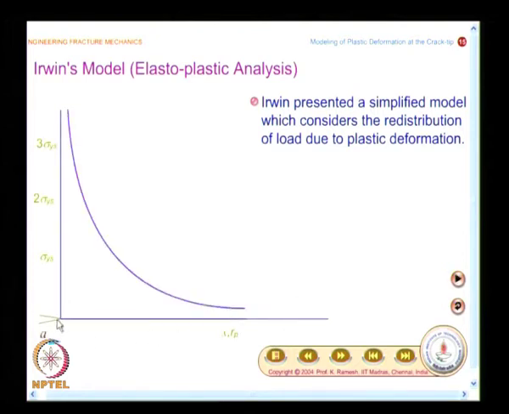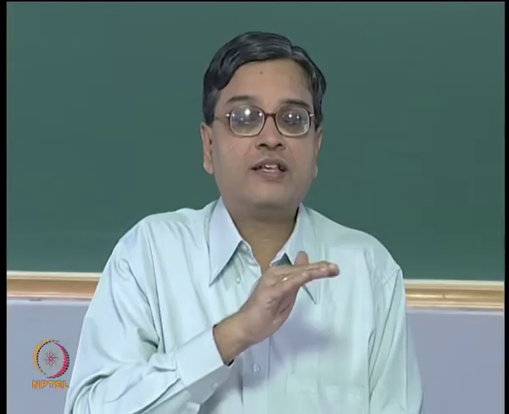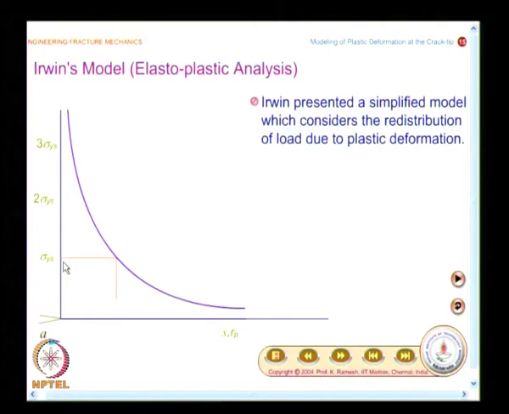You have the crack tip and you have the stress field as given by your Westergaard solution. The value of sigma y is plotted here. And in a simplistic model, what we did, we simply cut off this line when it reaches the yield condition. If you apply Tresca yield criterion, it happens at sigma ys, and when you do this, you have this point located, and we said that this should be the length of plastic zone length ahead of the crack.